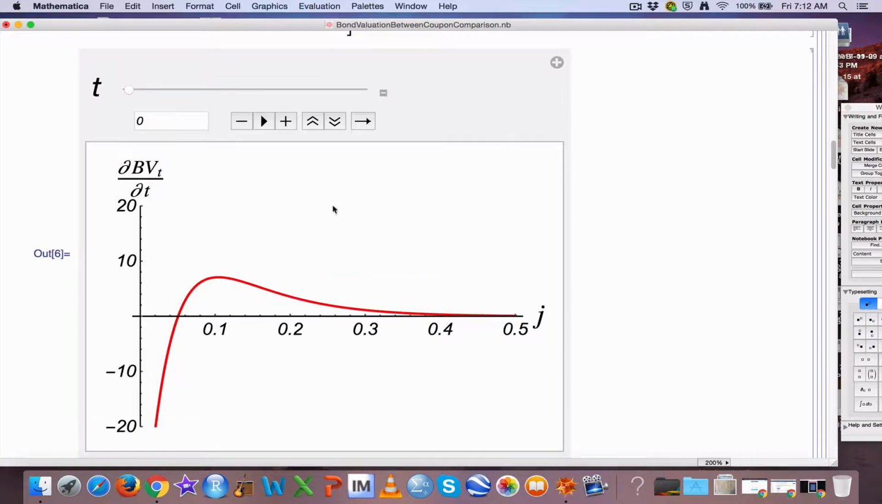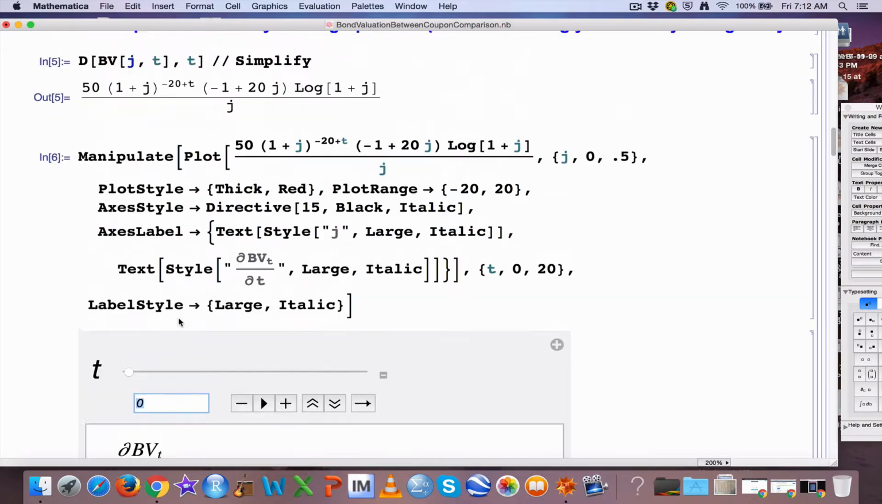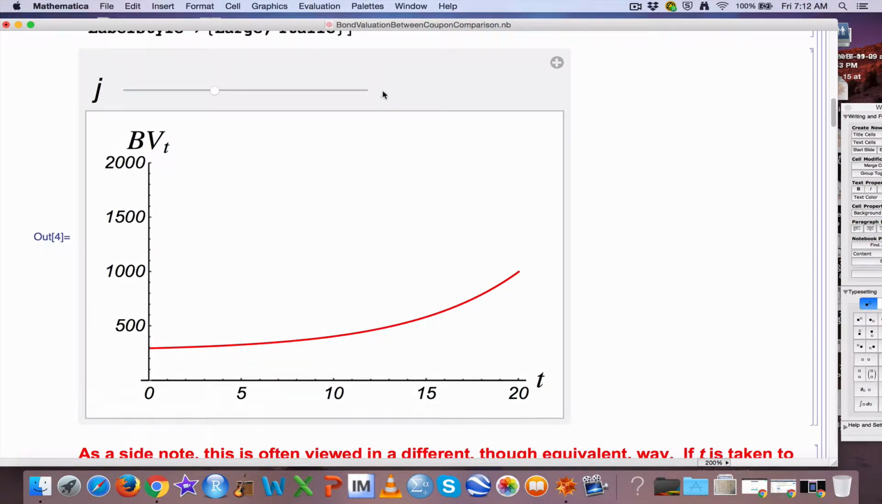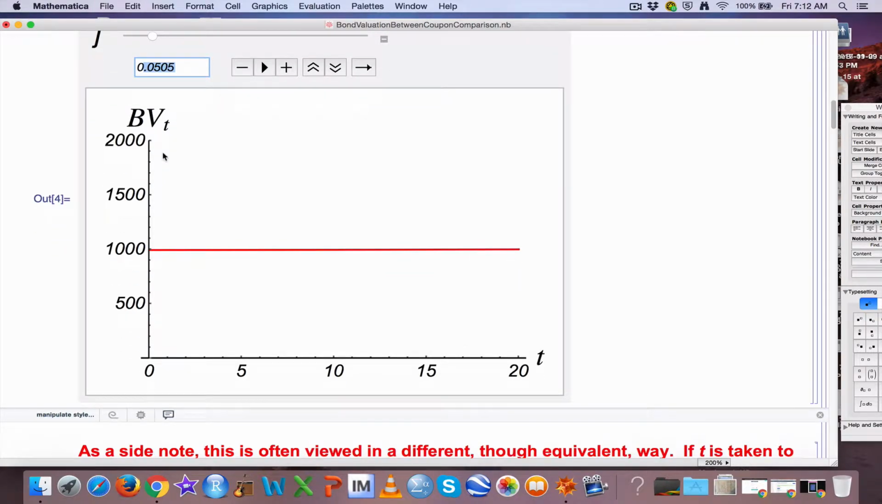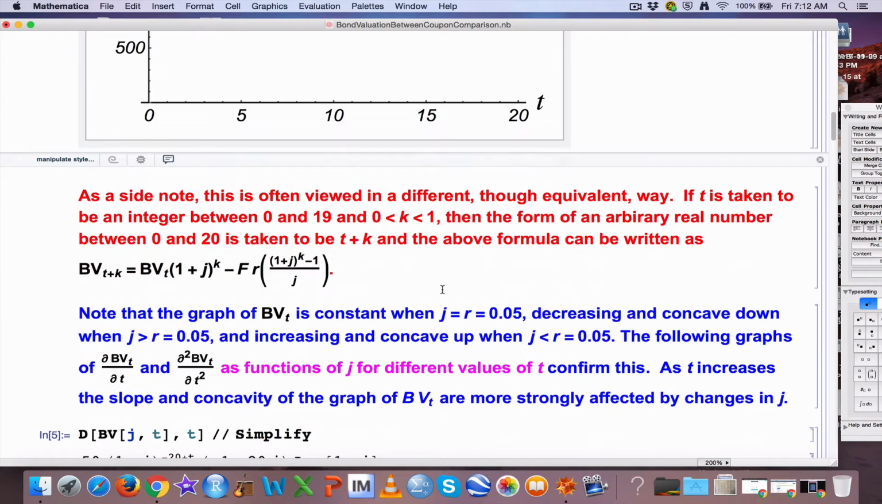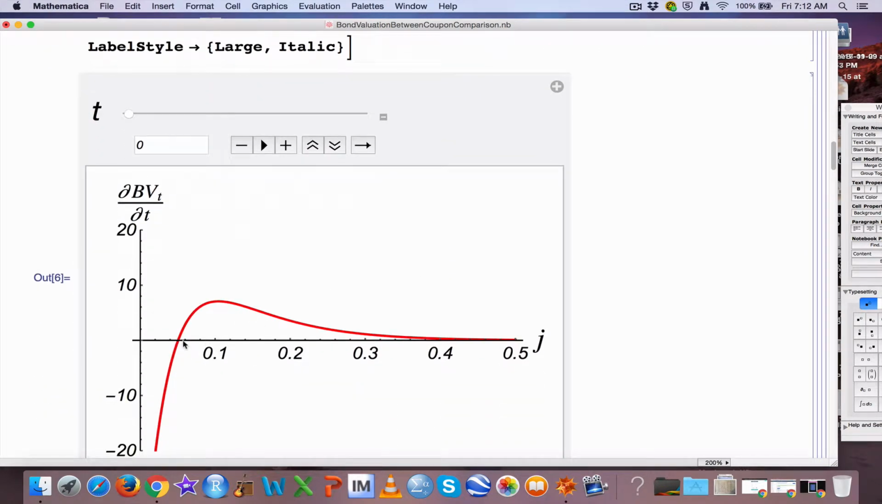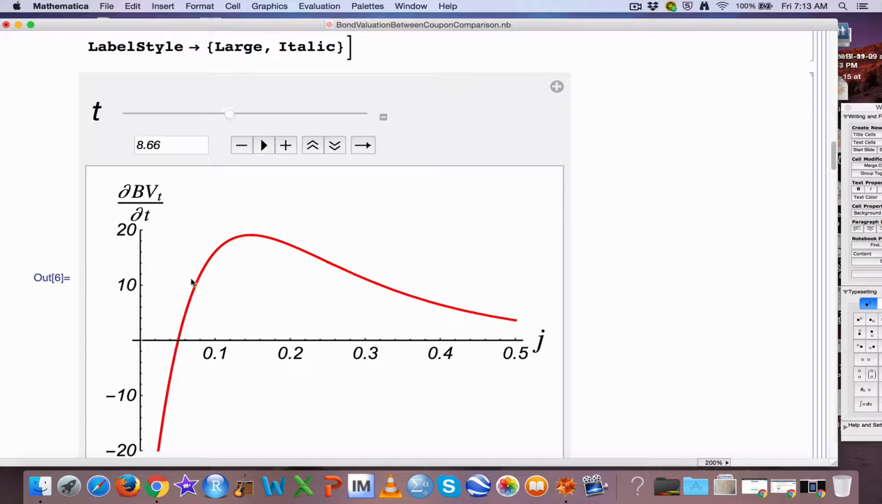What is that telling us? Assuming this is 0.05, it's telling us that the slope of the original graph at time 0 at least is 0 when j is 0.05. The slope of this graph at time 0 is 0 when j is 0.05. And you can see, if I had an exact 0.05 in here, which I can type in, but it's actually a little funny when I do that, you get a horizontal line. The slope is 0. And that intercept is going to stay the same even if I increase t. Watch it. I'll increase t here. The intercept of this graph still stays at 0.05 effectively.